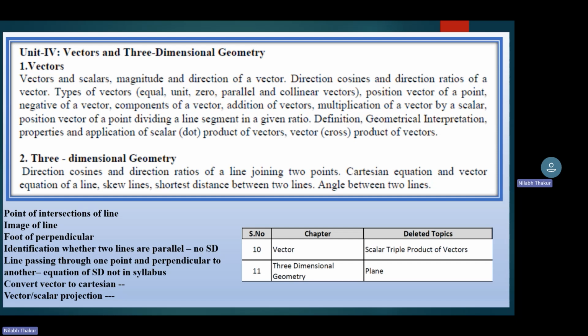Identification of whether two lines are parallel or perpendicular, such types of questions will be asked. No question on the shortest distance, or a line passing through one point and perpendicular to another, will be asked. But the equation of the shortest distance, since it is not in the syllabus, will not be asked.